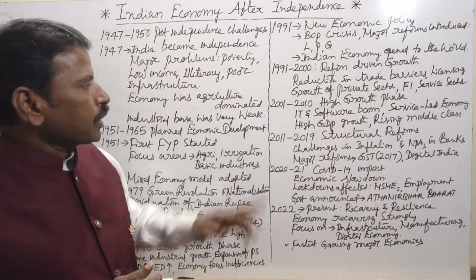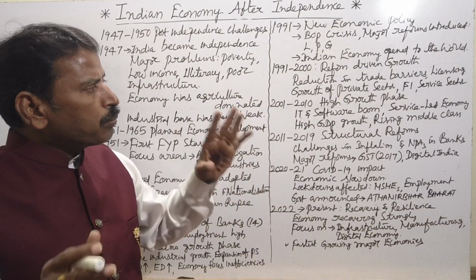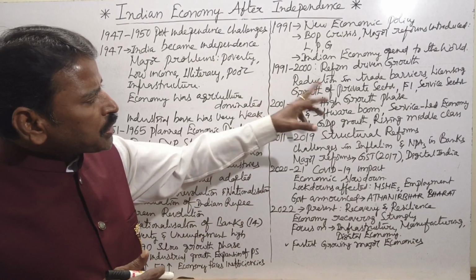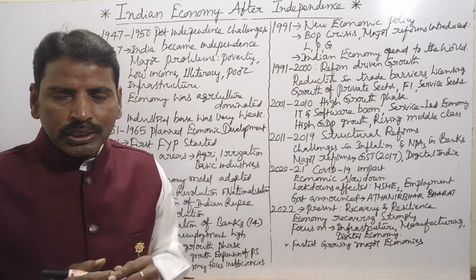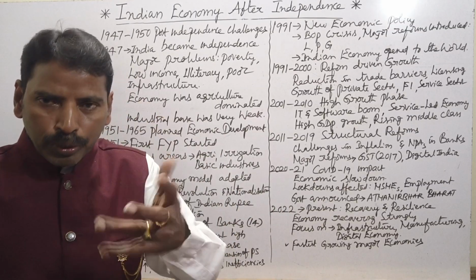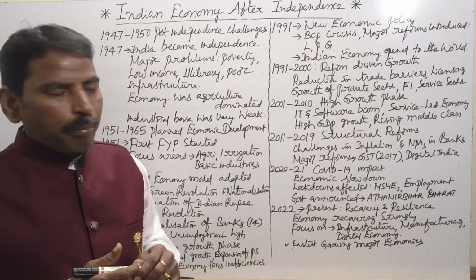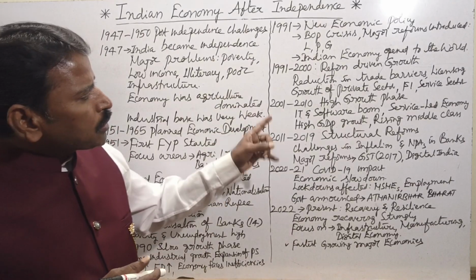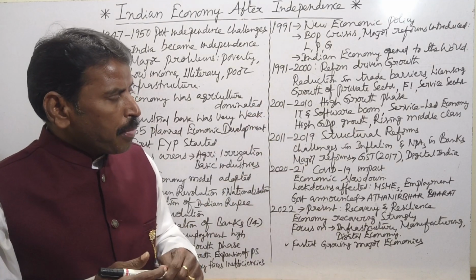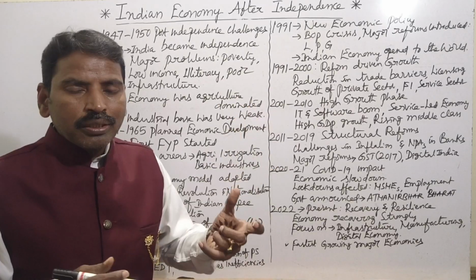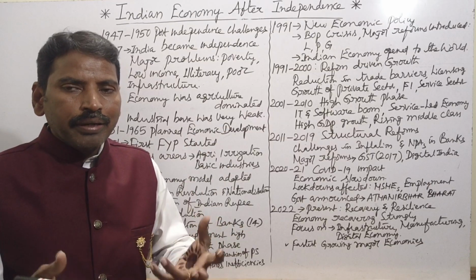1991 to 2000, reform driven growth. During that period, reform driven growth took place. There was reduction in trade barriers: import tariffs, import quotas, import licensing, export subsidies, anti-dumping duties, embargoes, etc. Licensing was reduced, and importance was given to the growth of the private sector. Foreign direct investment was attracted more, and the service sector expanded.